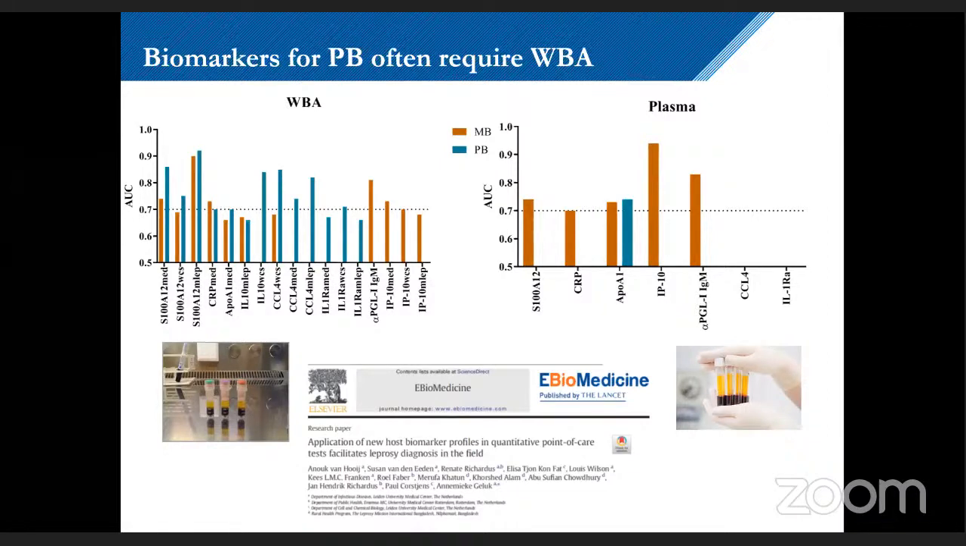If you have a whole blood assay, so that means stimulated whole blood, then many markers can be used to discriminate disease from controls for both MB and PB, although there are slight differences. However, in plasma samples or serum samples only, so without any stimulation, you see that for the blue bars there's only one, APOA1, which has a high area under the curve, meaning that the number of biomarkers that you can measure directly at point of care is very low.